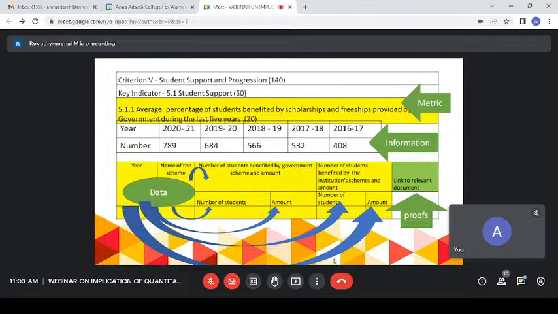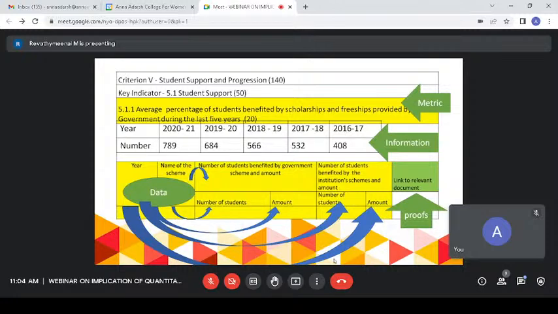So the number of students is information. The number of the students that we are talking about is information. The chart that you are able to see down here is the data: number of students, amount. This is what happens to be the data. Now, if you say 789 students have been benefited, it would mean that you have to give the list of 789 students. That list of 789 students and the amount that they have received is going to be the data.